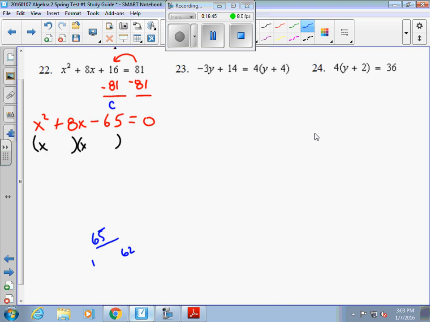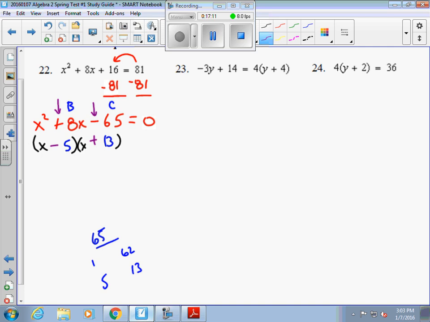Neither does 4. 5 does. 5 goes into it 13 times. That's the number we're actually looking for: 5 and 13. Your factors 5 and 13 will get you to b's value, 8. This tells you that the signs are different. One's positive and one's negative. The bigger one is positive, so since 13 is bigger, it's plus 13. 5 is smaller, it's minus 5.